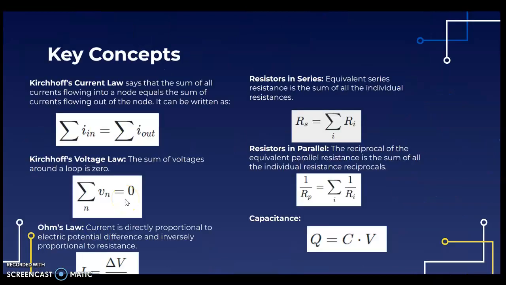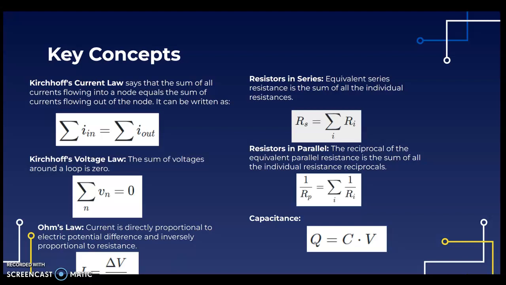Some key concepts include Kirchhoff's current law, which states that the sum of all the currents flowing into a node equals the sum of the currents flowing out of a node. Kirchhoff's voltage law says that the sum of the voltages around a loop is zero. Ohm's law says that the current is directly proportional to the electric potential difference and inversely proportional to resistance.